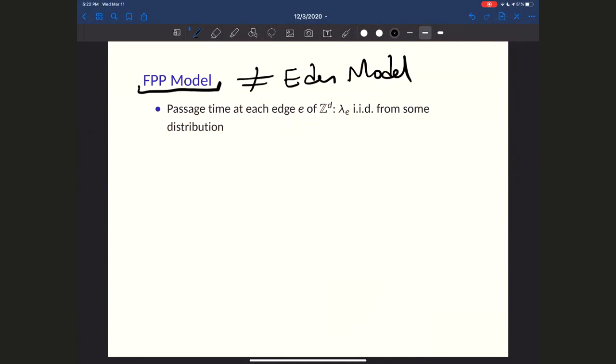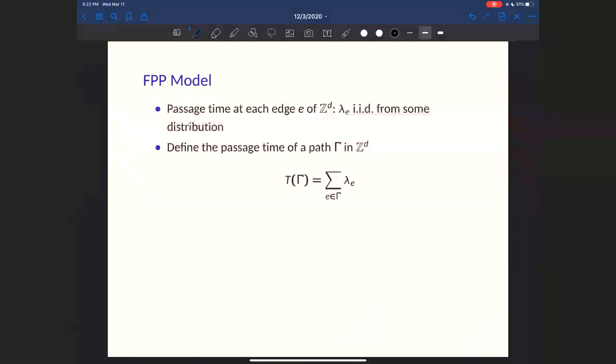Okay, so now what we have is the infinite grid, the d-dimensional integer grid, and we're going to put on the edges independent and identically distributed variables. You can think of those as the time for passing. So for example, if I have here one of the vertices x, and here another vertex y, and we have here, for example, 0.5, then this means it takes me 0.5 seconds to traverse this edge.